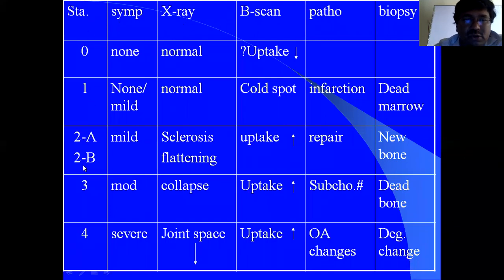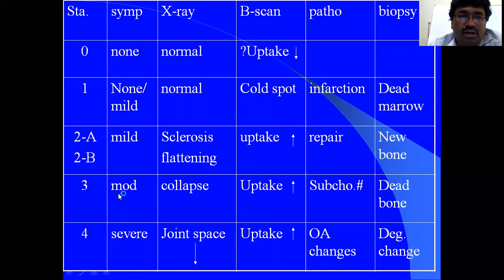Next is stage 2. Stage 2 symptoms are mild. And on X-ray, there will be findings like sclerosis, flattening, osteoporosis, everything will be X-ray findings. And in the bone scan also, there is an increase in technetium uptake. Next is stage 3.